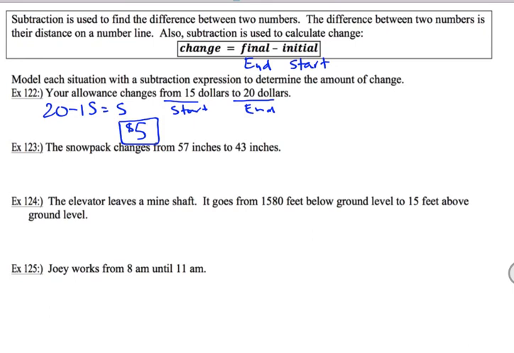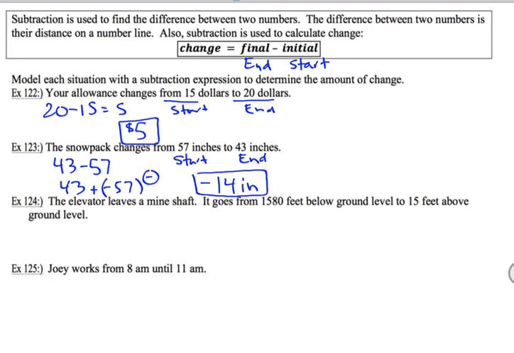The snowpack changes from 57 inches to 43 inches. Well, it ends at 43. It starts at 57. So end minus start. We have to do this as 43 plus negative 57. The negatives win. So the answer here is negative 14 inches. The change is negative, which means that it was a decrease. It changed by getting smaller by 14 inches.